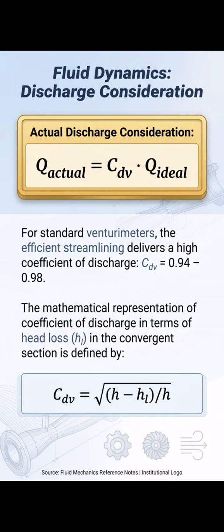For a standard venturimeter, the efficient streamlining delivers a high coefficient of discharge, Cd is equal to 0.94 to 0.98. The coefficient of discharge in terms of head loss in the convergence section is defined by Cd is equal to root over (h minus hL) by h.